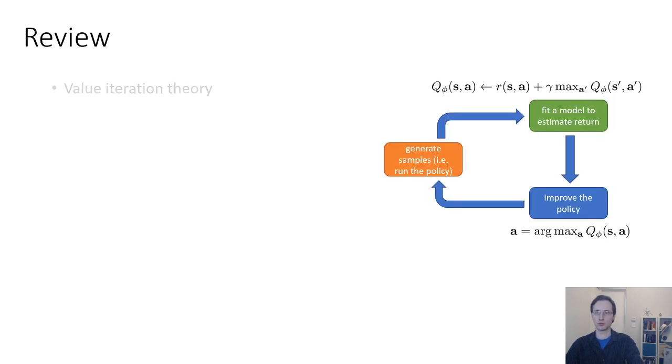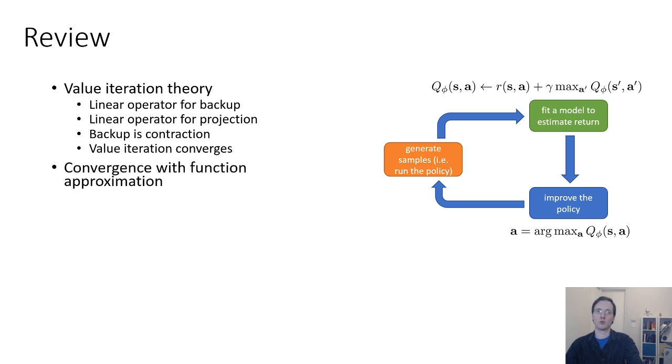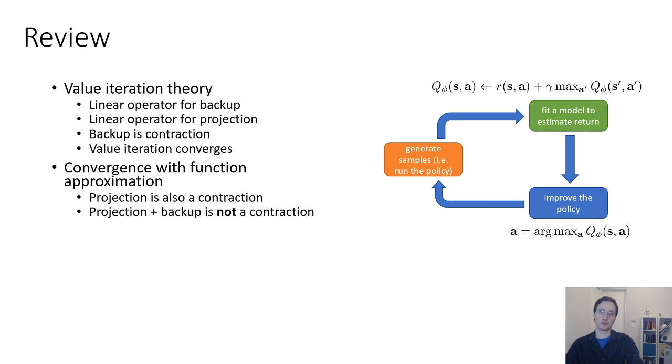Okay, so to review, we talked about some value iteration theory. We discussed the operator for the backup, the operator for the projection. This is a typo on the slide. They're not actually linear operators, but they are operators. We talked about how the backup is a contraction and how tabular value iteration converges. We talked about some convergence properties with function approximation, where the projection is also a contraction, but because it's a contraction in a different norm, backup followed by projection is not actually a contraction. And therefore, fitted value iteration does not in general converge.